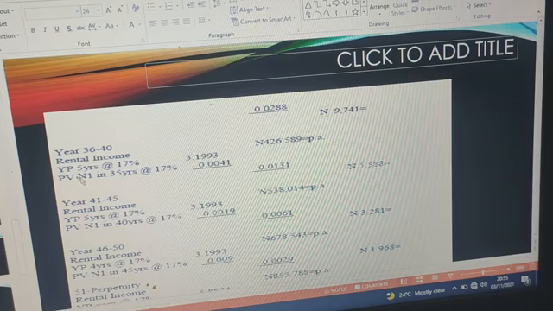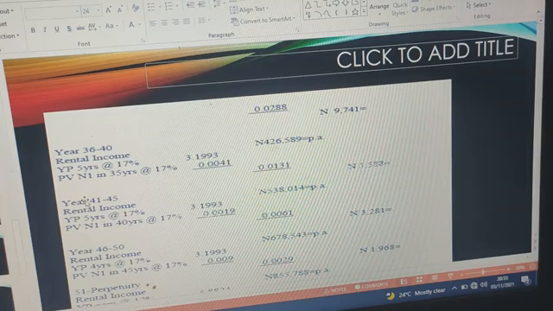PVN1 in 35 years at 17%: 0.0041, 0.0131, and 5,588 equals. Year 41 to 45, rental income and 538,014 equals per annum.